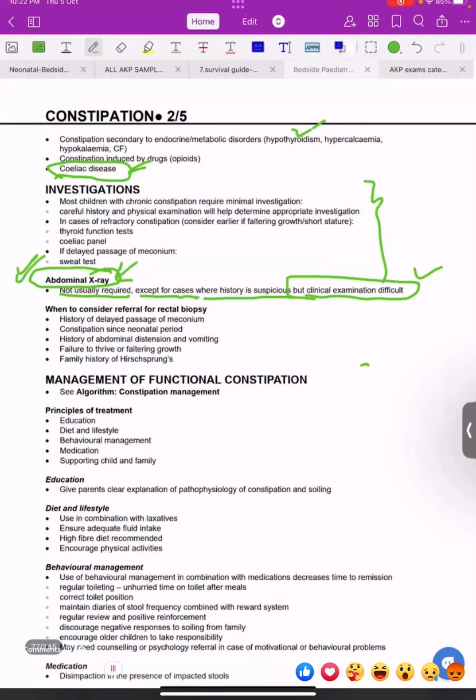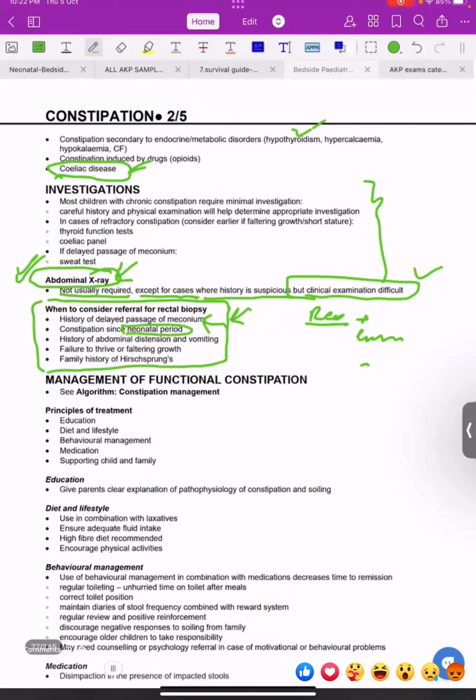Okay, this one is important. When do you have to go for the rectal biopsy? We will go for the rectal biopsy in case of Hirschsprung disease, to look for the neuropathies and other biopsy findings. They say whenever you have a history suggestive of Hirschsprung disease, like delayed passage of meconium, and constipation since the neonatal period, definitely the most common cause in that case is this one.